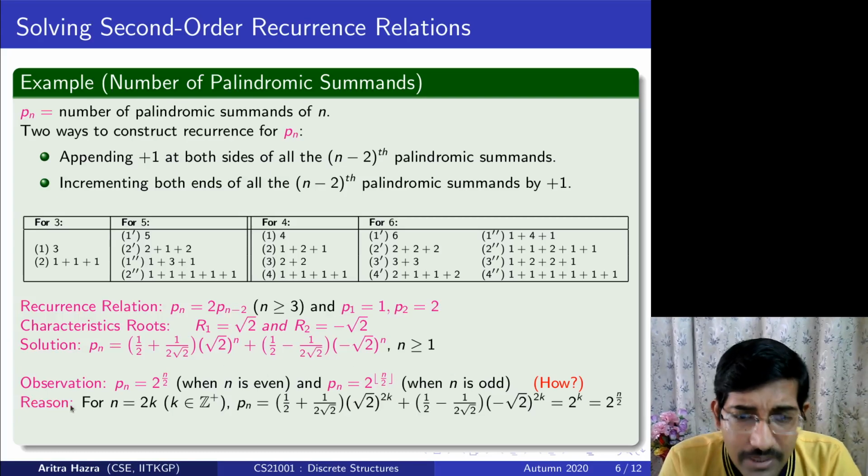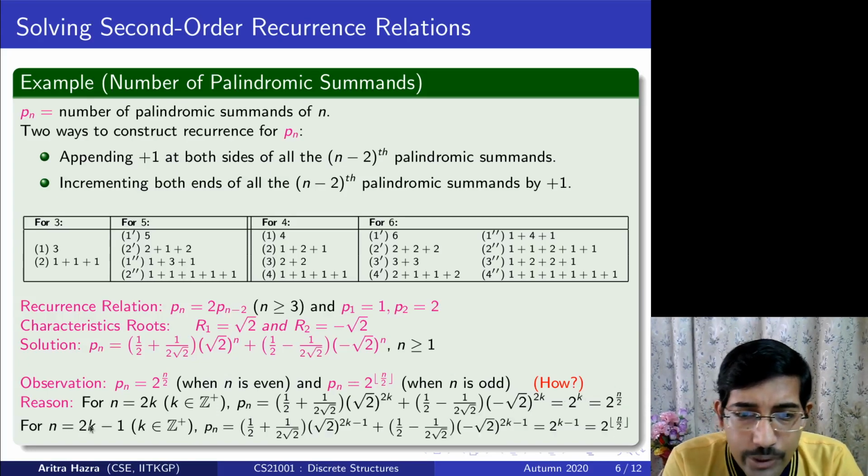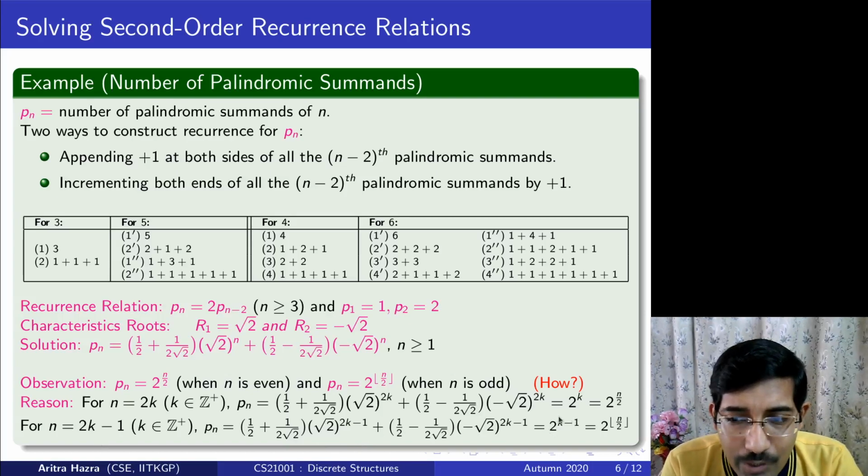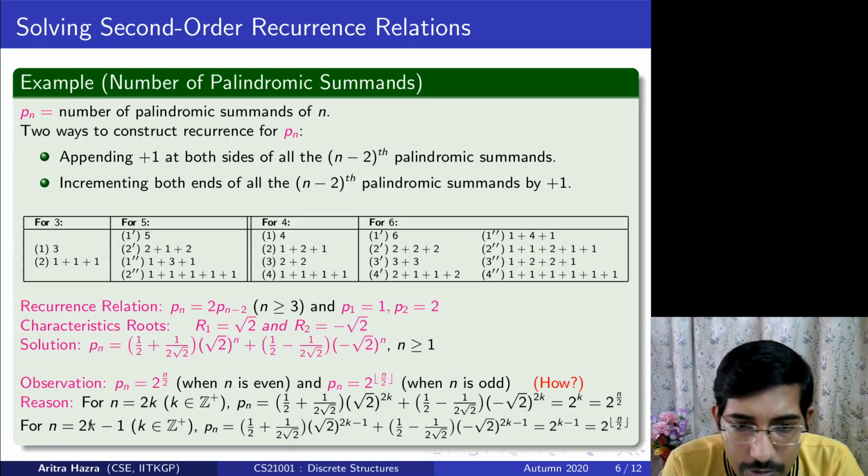How? You can have a simple observation: for the even case, n equals 2k, you just put it in this formula and you get 2 to the power k, that means n by 2. What if you put 2k minus 1, an odd number? You get 2 to the power k minus 1. What is k minus 1? Your n equals 2k minus 1, so k minus 1 is just the floor of n by 2. Because if you put it here, it will be n by 2 minus half. So it is just 2 to the power floor of n by 2.